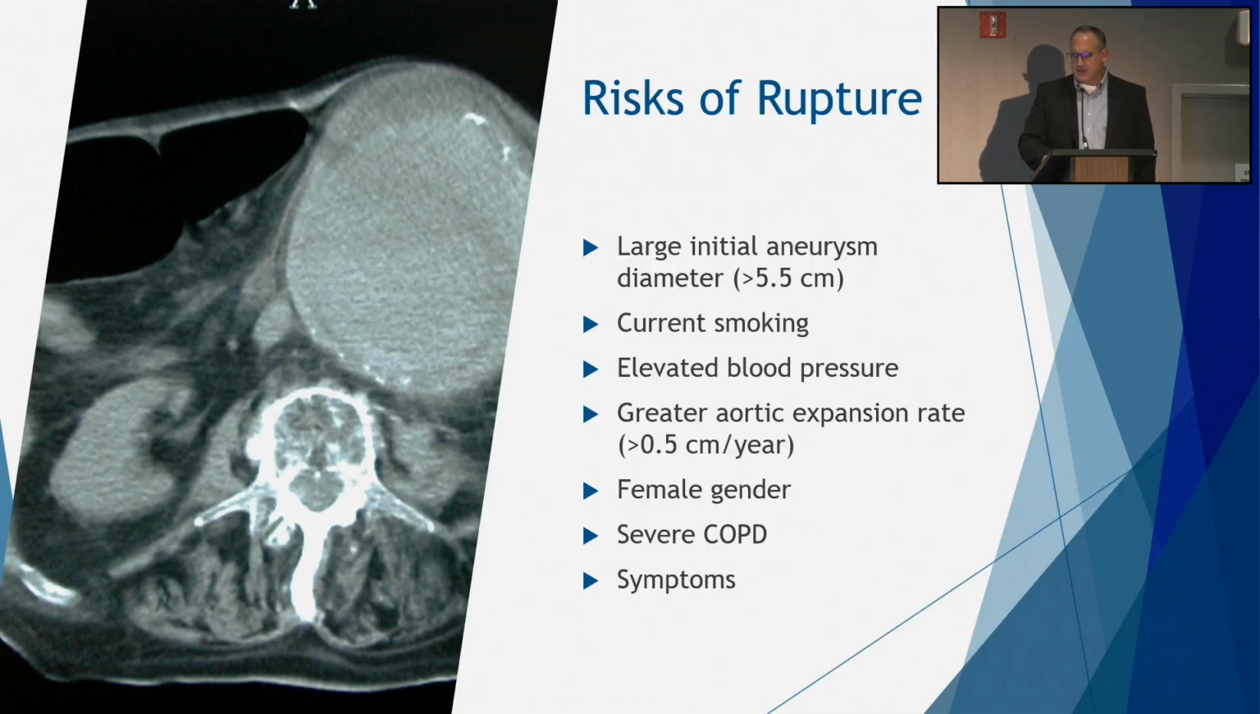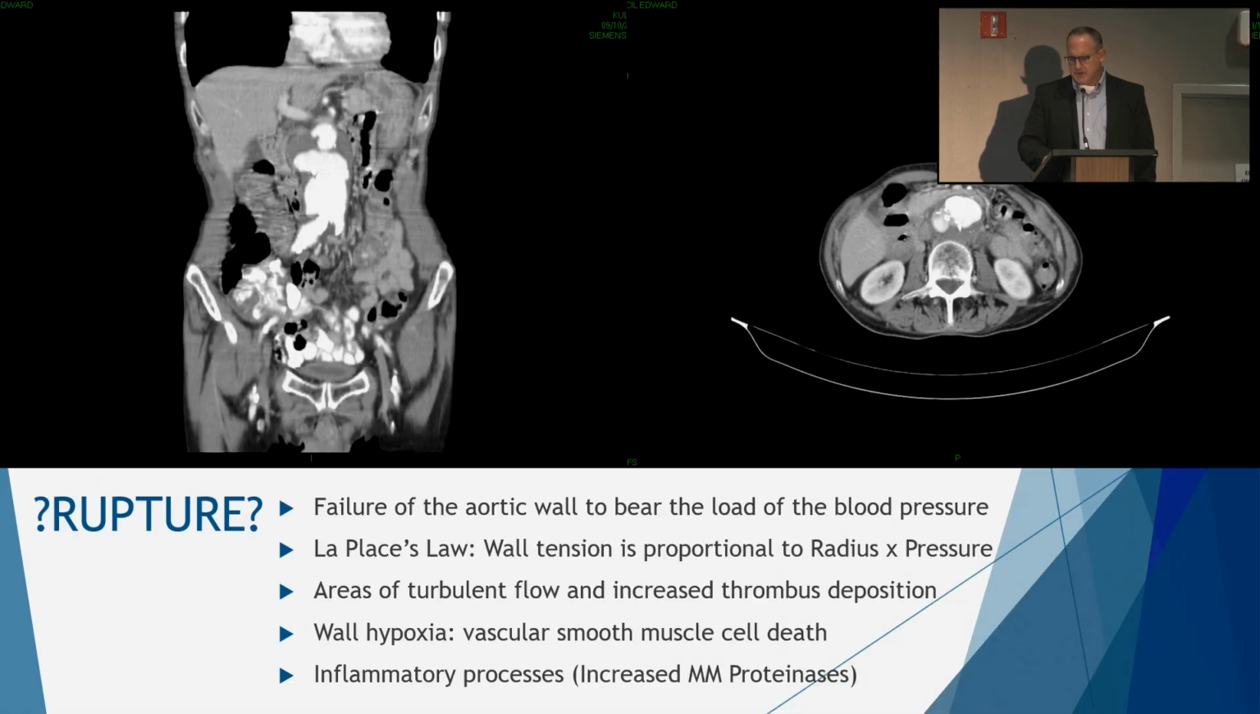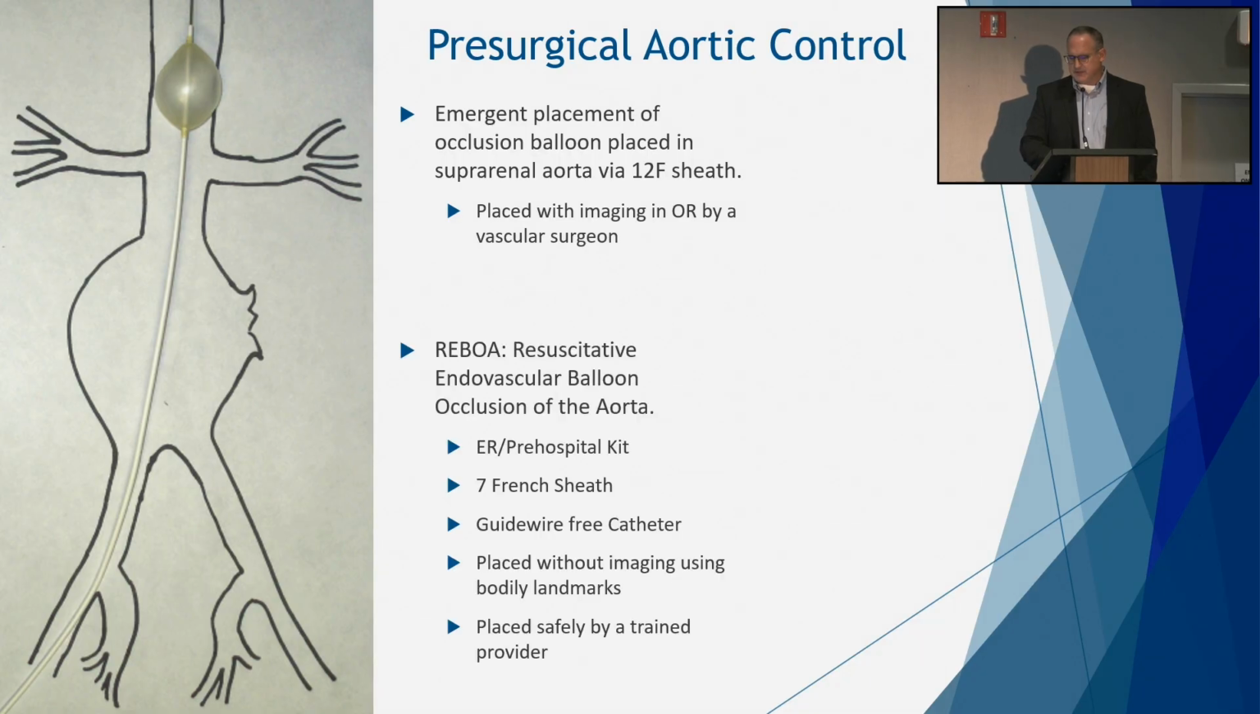Ruptured abdominal aortic aneurysm, very large problem. Again, we talked about the risks. The 12-month risk of rupture here for our sizes proves that, above 5.5, we probably need to consider fixing. I'm going to skip that. The idea of pre-surgical aortic control has been around for a long time. It's the emergent placement of an occlusion balloon. It's equal to clamping the aneurysm or clamping the aorta to prevent further bleeding.